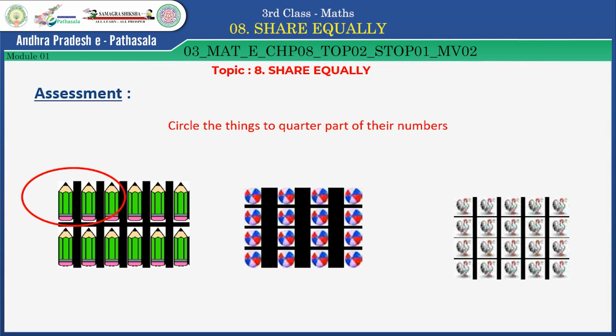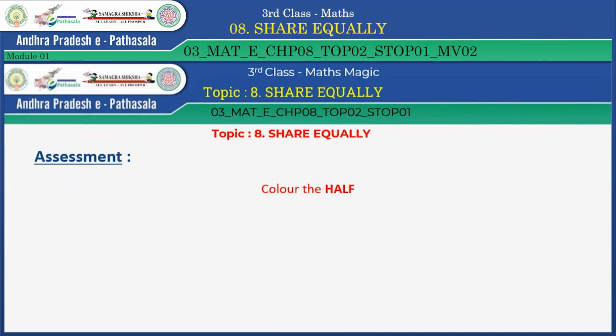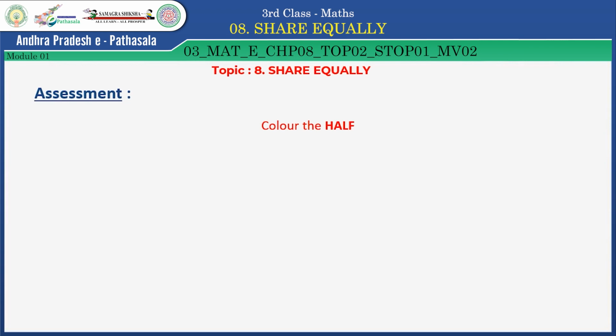That's correct. In the second picture, there are 16 balls. Out of 16, a circle is drawn around 4 balls. That's correct. In the third picture, there are 20 hens. Out of 20 hens, a circle is drawn around 5 hens. That's correct. Good. Now we do another exercise.